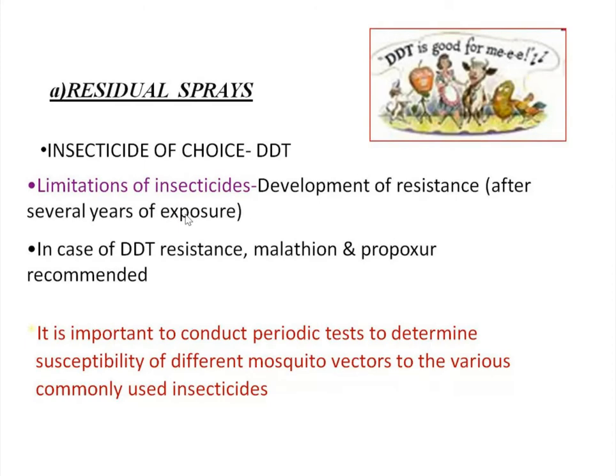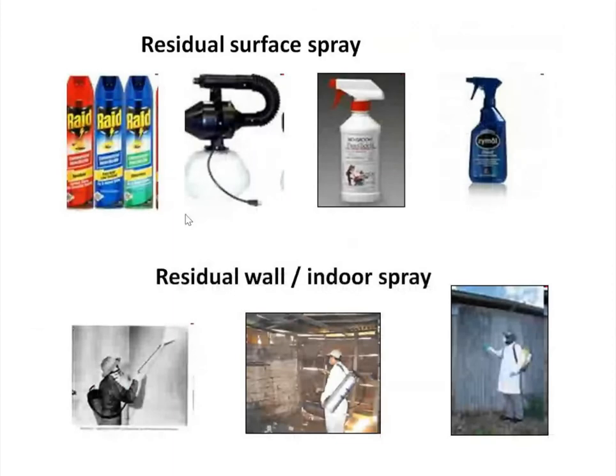That's why it is important to periodically conduct tests to determine or detect the susceptibility of different mosquito vectors to various commonly used insecticides. So always, periodically, you have to test for susceptibility. So that's about residual sprays. These are the various types of residual sprays which are available in the market. This round picture shows how residual sprays are used inside the house for spraying to kill the adult mosquitoes.